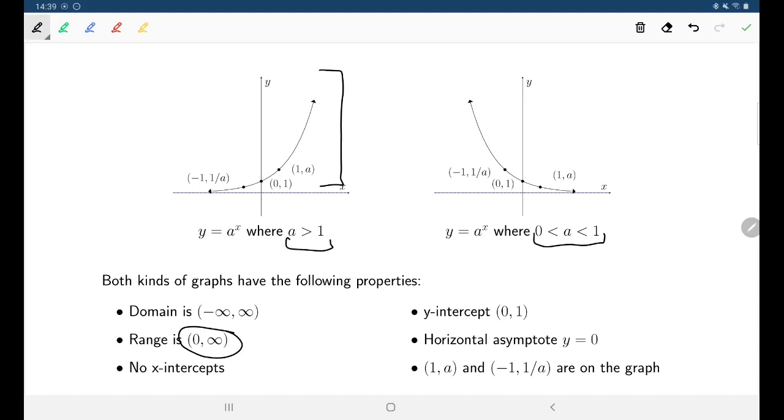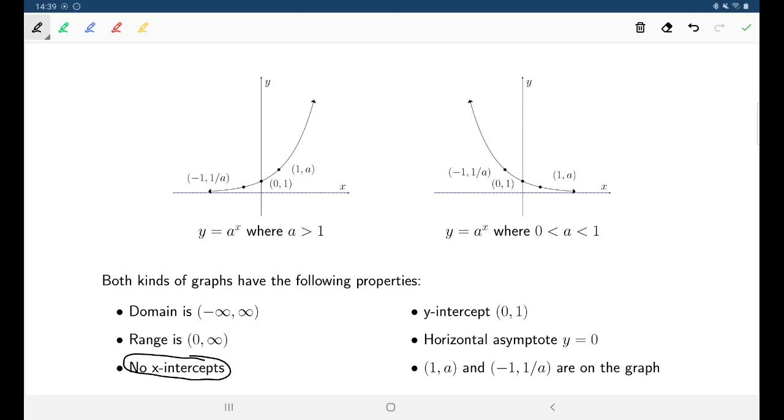Since a is always going to be positive, then a positive number to any power will always be positive. You'll never have a value of a to the power of x that is either 0 or below 0. And actually that tells you one further fact. Since a to the power of x always needs to be larger than 0, it will never be equal to 0. You will never cross that x-axis. This exponential function, a to the power of x, for any base, will have no x-intercepts.